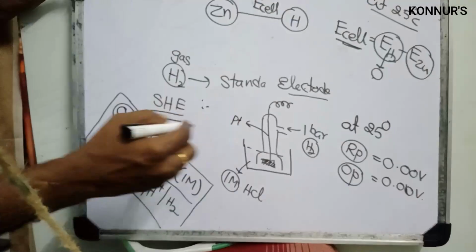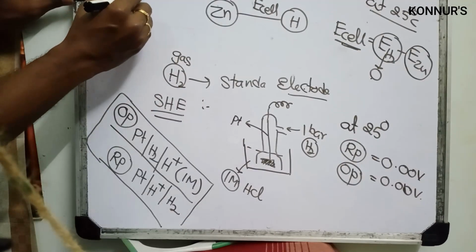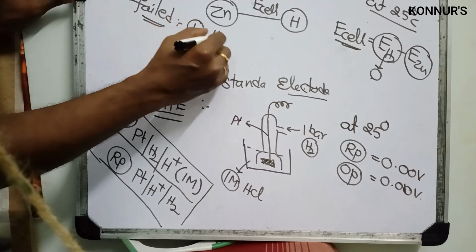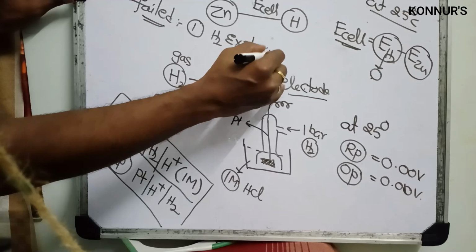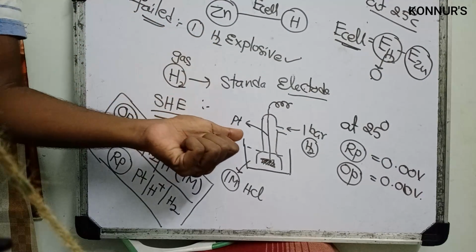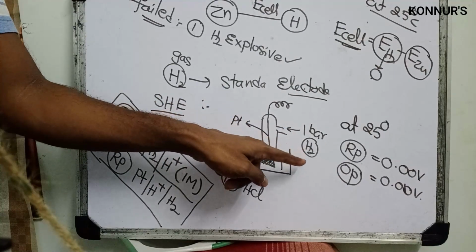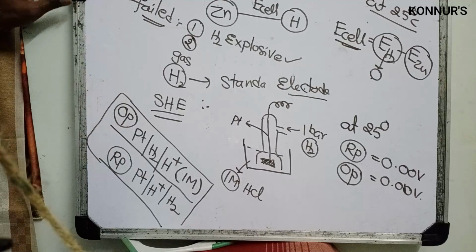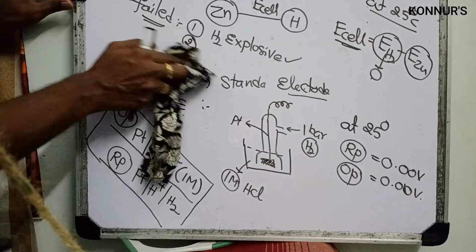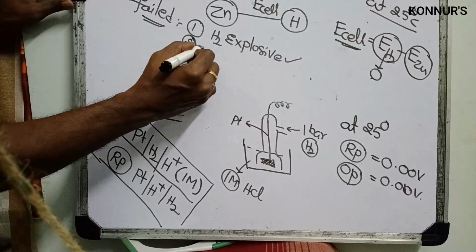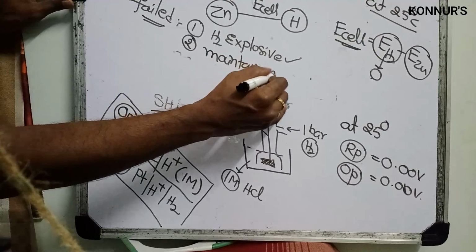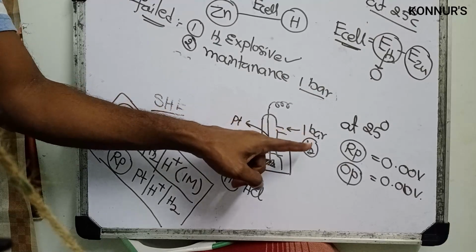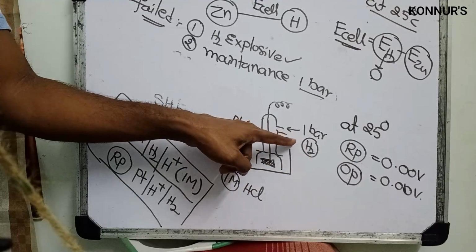But here there are two problems. Why did this hydrogen electrode fail? First, hydrogen is explosive, so you must take great care. If there is even a little fire, it easily catches fire and will explode. The second failure is the maintenance of 1 bar pressure, which is very difficult. So maintenance of 1 bar is a problem, and the hydrogen easily catching fire is another problem.